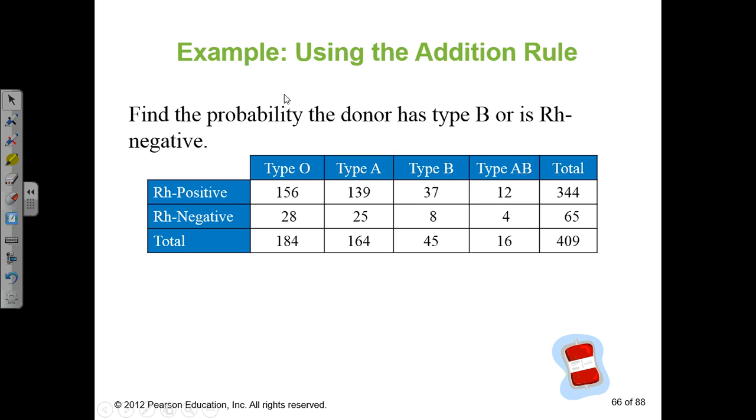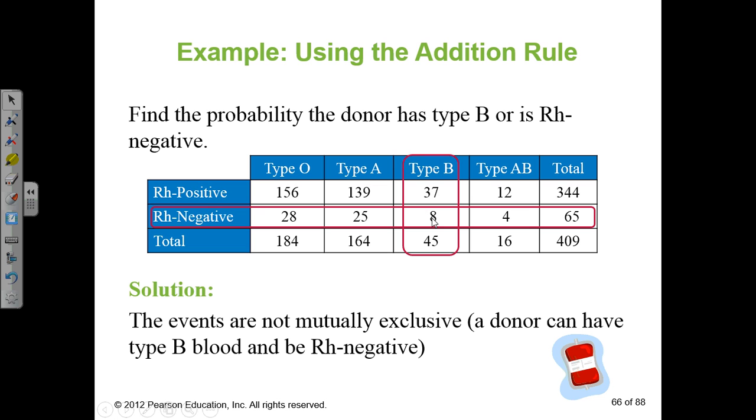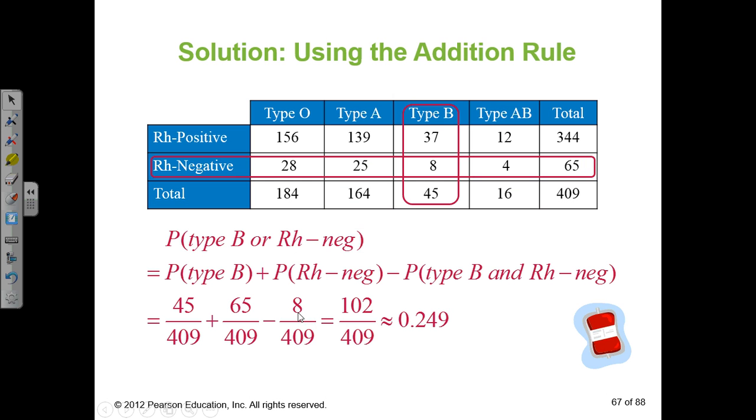Now suppose we look to find the probability that the donor has type B or is Rh negative. Now type B blood, there are 45 out of the 409 who have type B blood. There are 65 out of the 409 that have Rh negative blood. But notice that we counted these 8 people twice. We counted them when we counted the type B blood, and we counted these 8 again when we did the Rh negative. So we're going to need to subtract those 8 people out once. So 45 plus 65 minus 8 is 102 divided by 409.